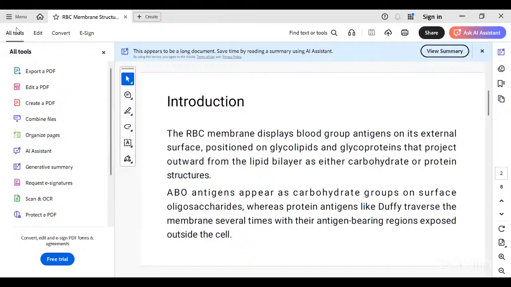ABO antigens appear as carbohydrate groups on the surface, as oligosaccharides, while protein antigens, like those of Duffy or Rhesus, wind round the membrane many times and bear the antigen region, which is exposed outside of the cell. Next slide, please.